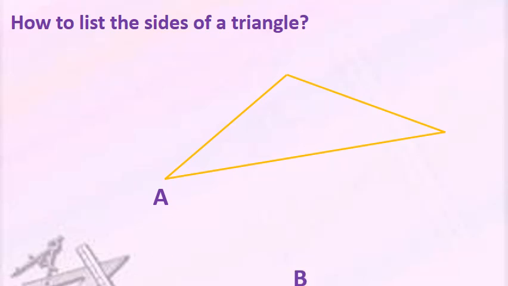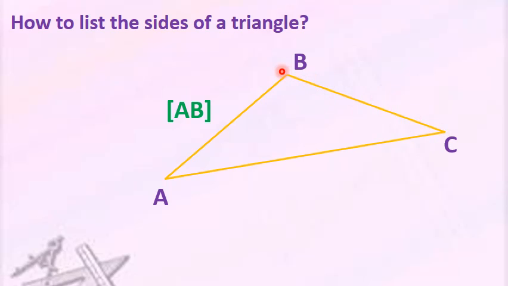Now how to list the sides of a triangle? This is the triangle having the following vertices A, B, and C. How to name the sides? This is the first side. This segment is the first side. So the extremity is A and the other extremity is B. So how do we name it? We name it AB. Again, this is another side, another segment, BC.